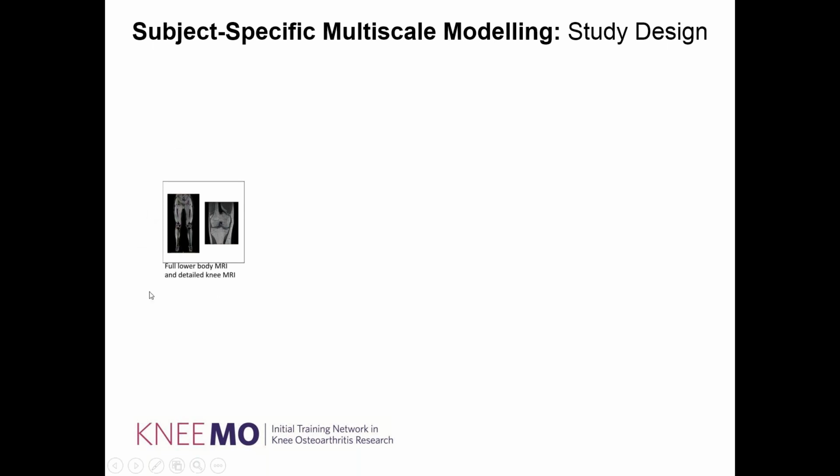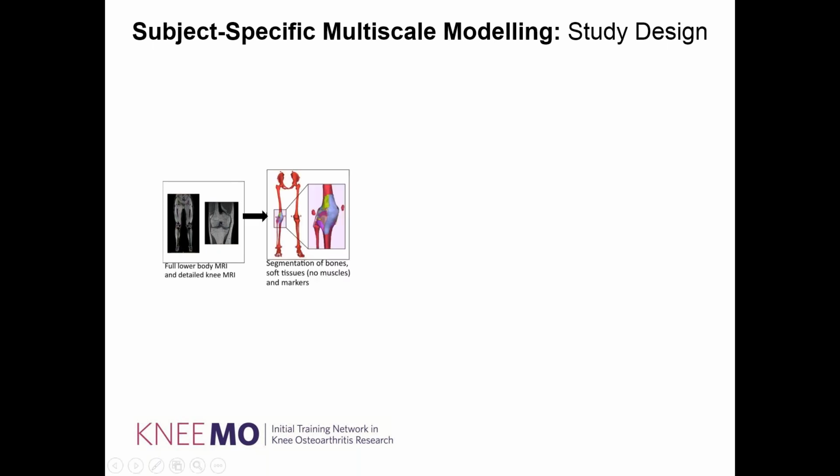We started with MRI scans, because those we think we can do on patients if we can argue that in the end it will have an effect. We did 2 scans. We had a full lower limb scan with coronal slices, a fat suppressed scan, so you can segment out the bones. And then we also did the Osteoarthritis Initiative detailed knee scan of both knees of this patient.